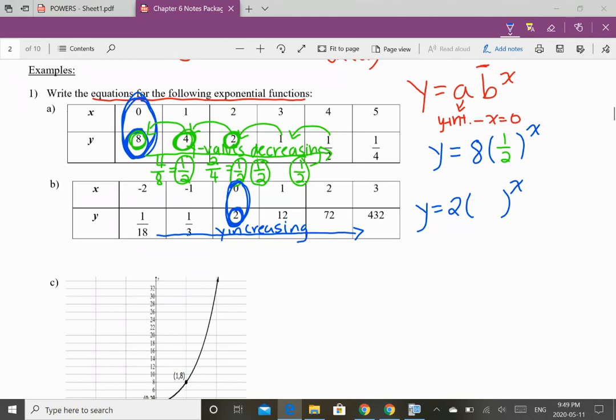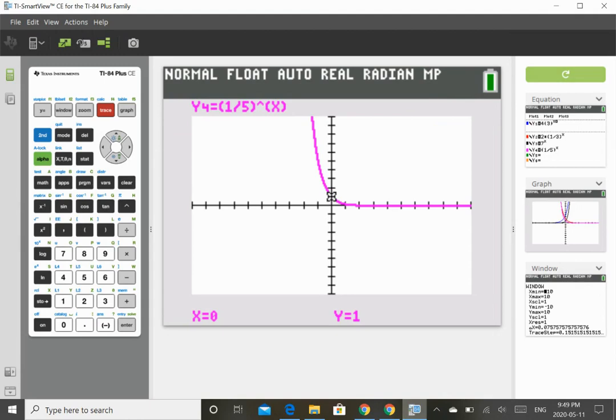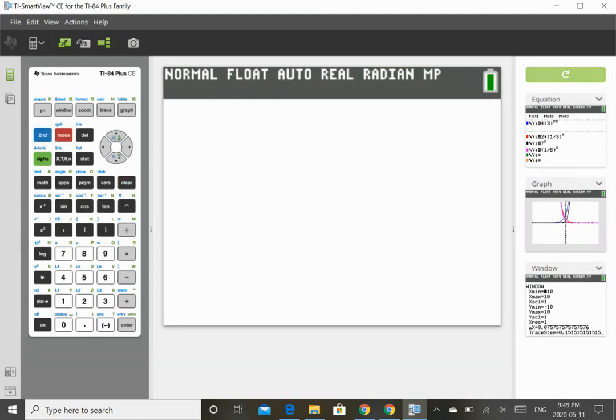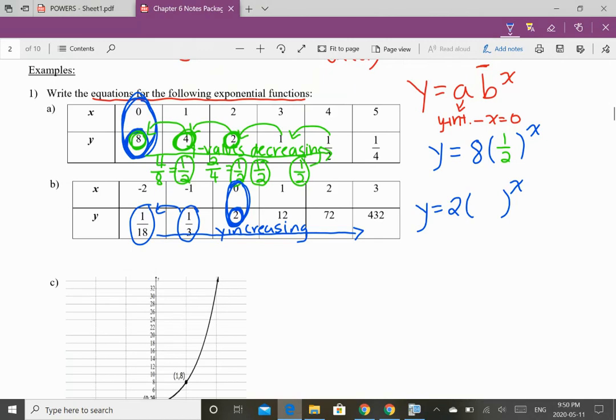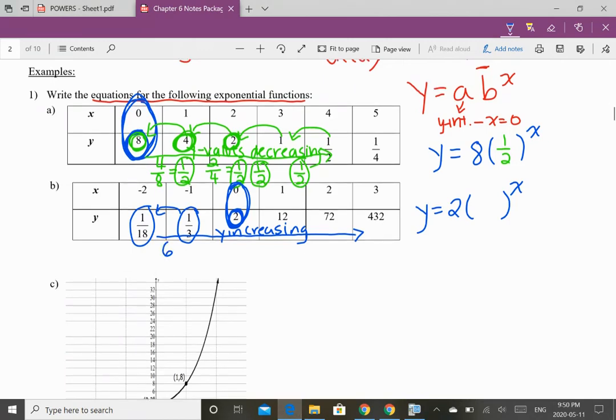Again, to find the base, we're going to divide consecutive terms. So we're going to go 1/3 divided by 1/18. I know that's kind of weird to do, so let's go to our calculators. We put it in brackets, 1/3 divided by 1/18, and we get 6. I like that. 6 is bigger than 1, but let's keep checking.